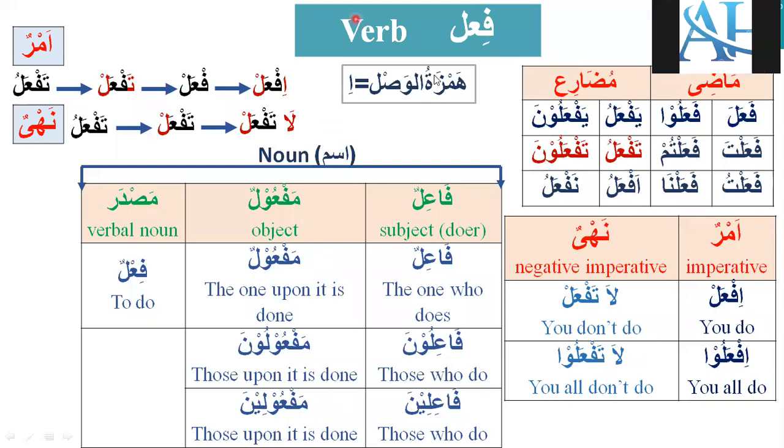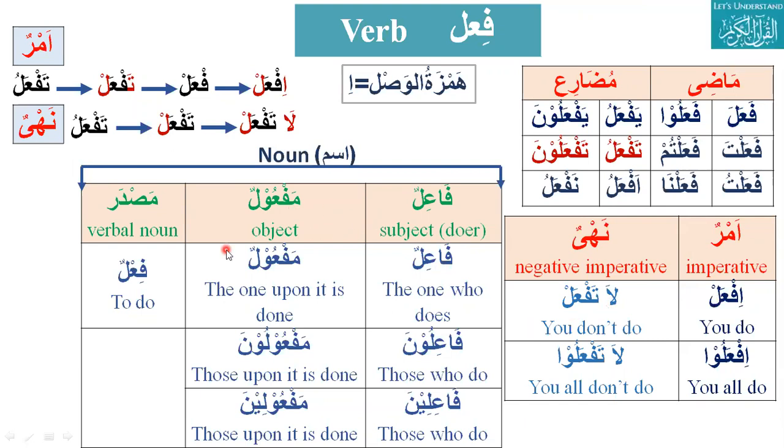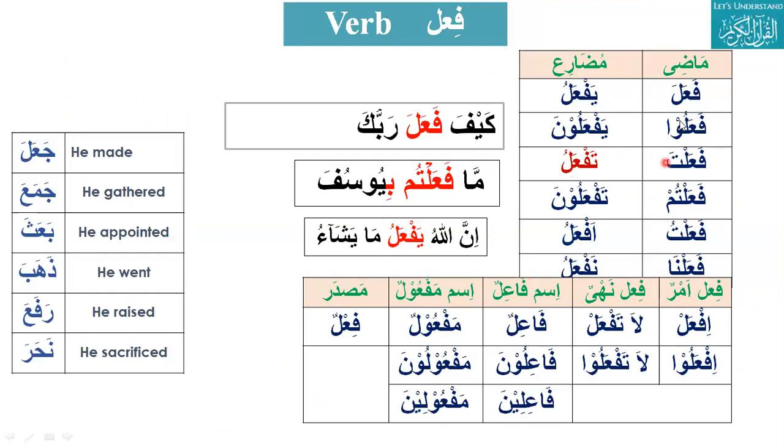So this is the TPI. This is very important, that we have to do TPI, total physical interaction. So fa'ala, madi, then mudare, amr, nahi, fa'il, maf'ul, and masdar. And this table which you see here should be in this order: fa'ala, Madi, Mudare, Amr, Nahi, Fa'il, Maf'ul, and Masdar.